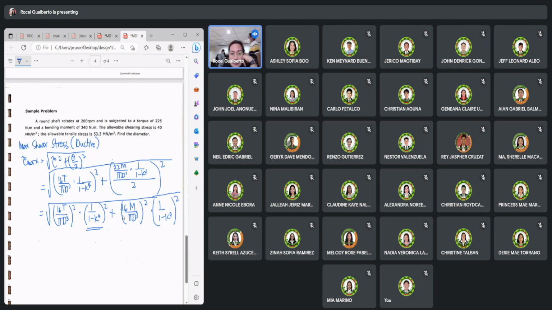Naintindihan? Yes po. And these are also perfect squares, so pwede po natin ilabas ng square root sign. Okay? So, ilabas po natin ng square root sign. We have 16 over pi d cube. Kung ilalabas po natin siya ng atin na square root sign, maaalis na po yung 2. Okay? So, yan na po yun.